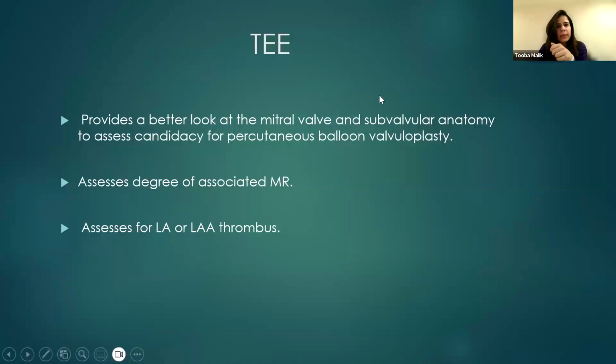So just a few things again. Why do we do an esophageal echocardiogram, a TOE or a TEE? It just provides a better look at the mitral valve, basically, rather than a transthoracic echocardiogram. It gives us a better idea of the subvalvular anatomy, and assesses the degree of associated MR. And like I said earlier, you cannot only have MS, you can also have MR. So that's also important to understand. And again, to see if there's any LA thrombus or left atrial appendage thrombus, which is again something we look at through the esophageal echocardiogram.